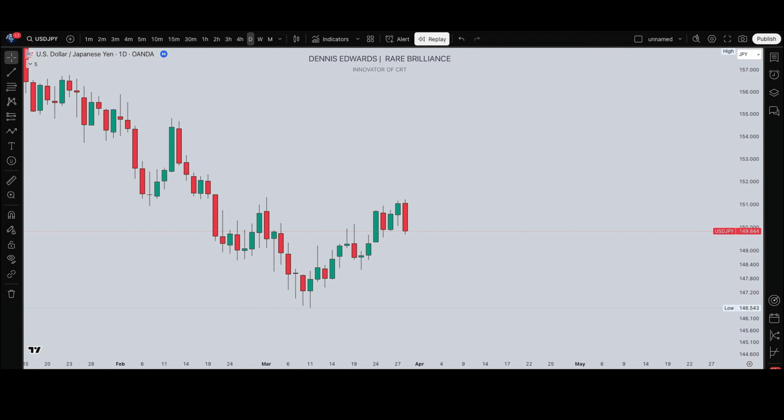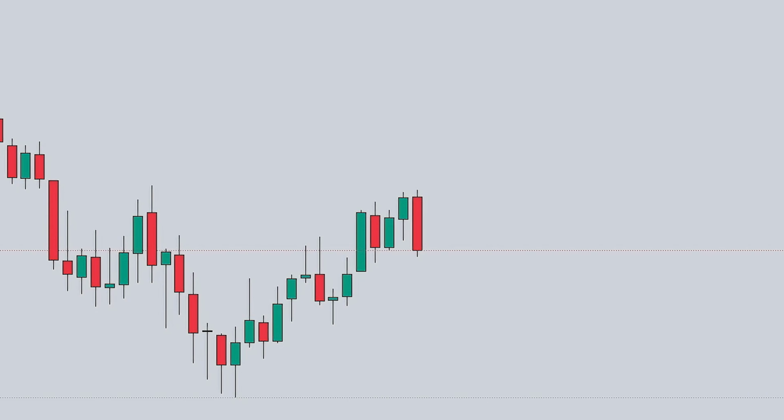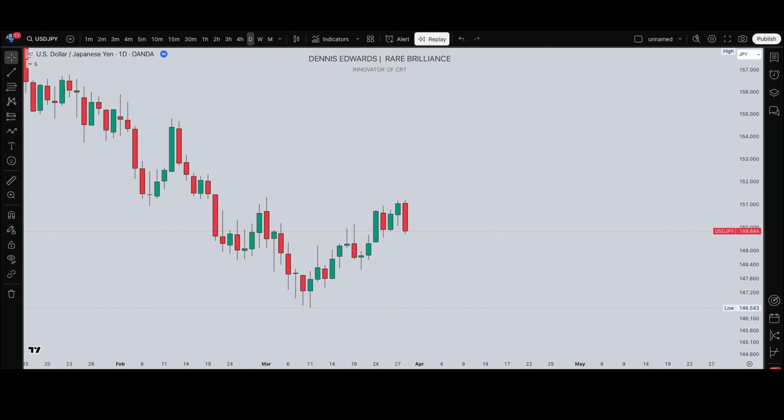Most retail traders actually look from the bottom up. CRT teaches from the top down, so this way you can capture the momentum and pressure in the current phase. With that being said, here's how I break direction down.